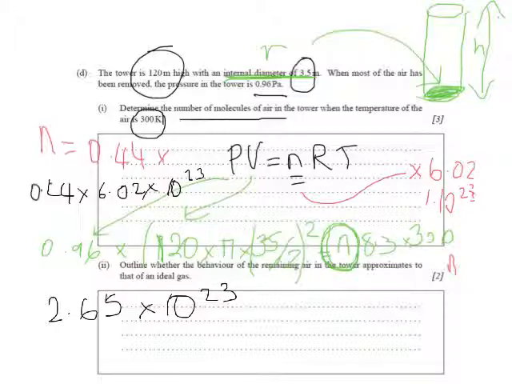How many significant figures are we using? Well, we could actually bring it down to 2 because pressure has significant figures of 2. Okay, so the answer would actually be 2.6 times 10 to the 23.